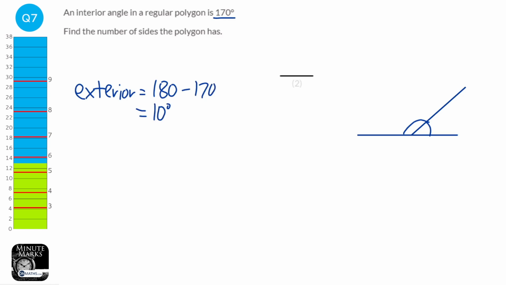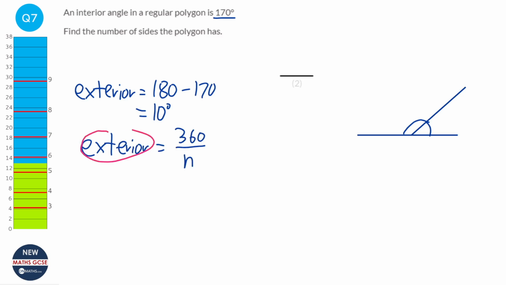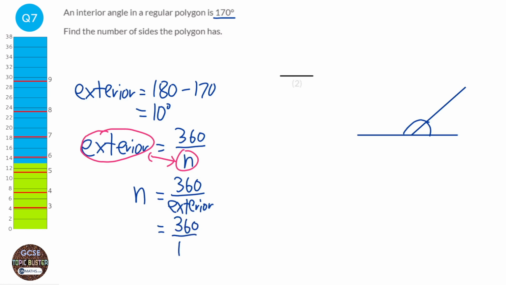So we've already done a different formula for exterior angle, which is 360 divided by n. And something we can do is we can just swap these 2 things around. And so we can make the formula that n equals 360 divided by the exterior angle. So 360 divided by the exterior angle, well, we know that the exterior angle is 10, therefore n is 360 divided by 10, which would be 36.